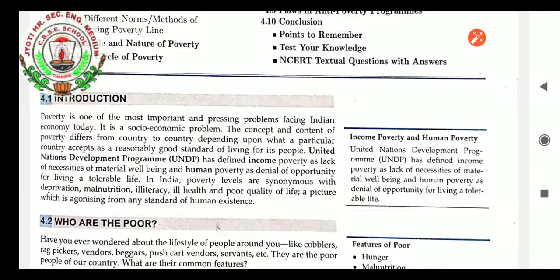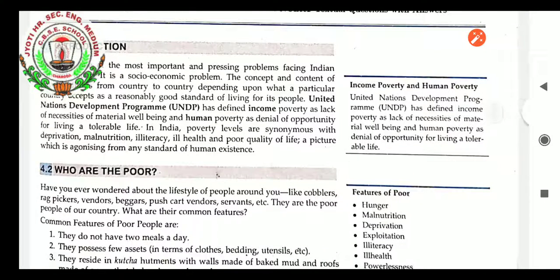The United Nations Development Program has defined income poverty. When people are not able to fulfill their income needs and do not have any earning, it comes as income poverty, which is lack of necessities of material well-being. Human poverty means denial of opportunity for living a tolerable life. So let us read more about the poverty levels.